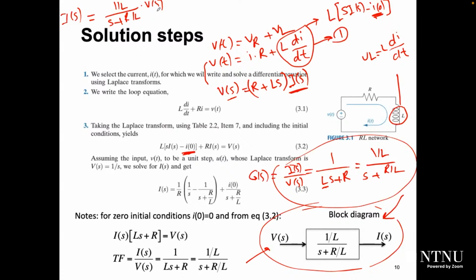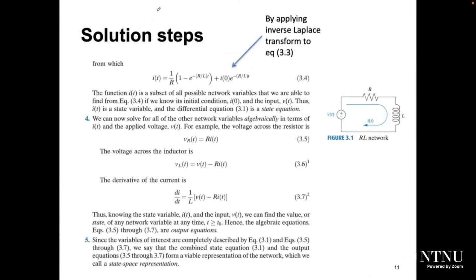If V of s is a constant value, right? So maybe for some value of V of s. Okay, we will see. So the function I of t is a subset of all possible network variables that we are able to find from the equation. If we know the initial conditions and the input V of t, we need to find the value for V of t. So I of t is a state variable, and the differential equation 3.1 is a state equation. This equation we can call a state equation, for example.